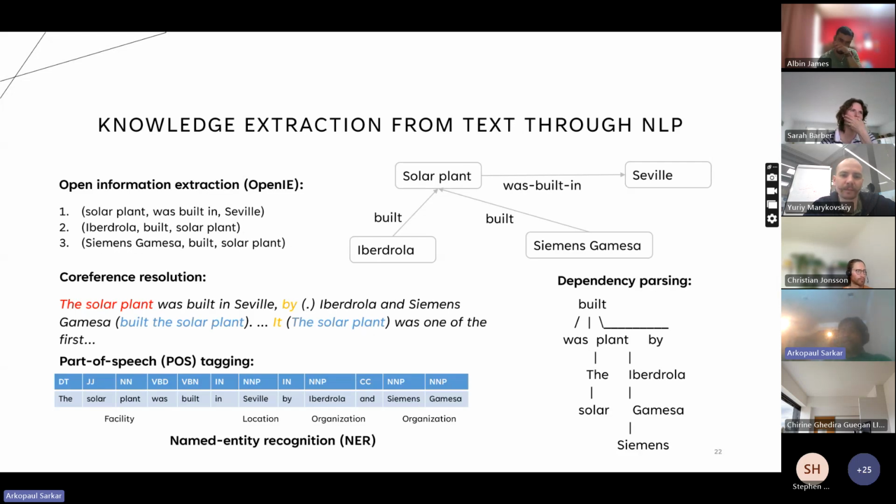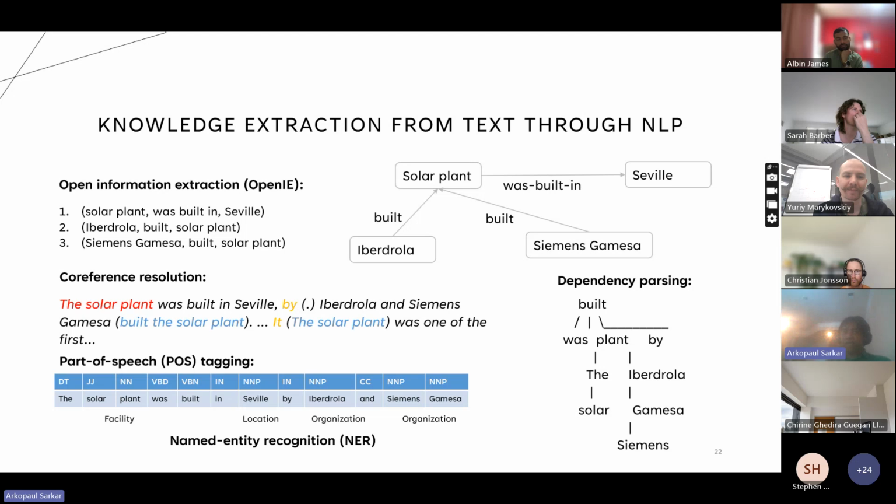Some NLP techniques are used to extract knowledge from unstructured data. I can take an example sentence: "The solar plant was built in Seville by two companies." There are different methods. For example, part of speech tagging tags different words or phrases. Then you can extract the named entities, for example, the solar plant, the location name Seville, and the company names. You can also create the dependency among different phrases or words. And then there is something called open information extraction, where you can actually extract triples from the sentences. Once you extract the triples, it's really easy to put them in a knowledge graph.